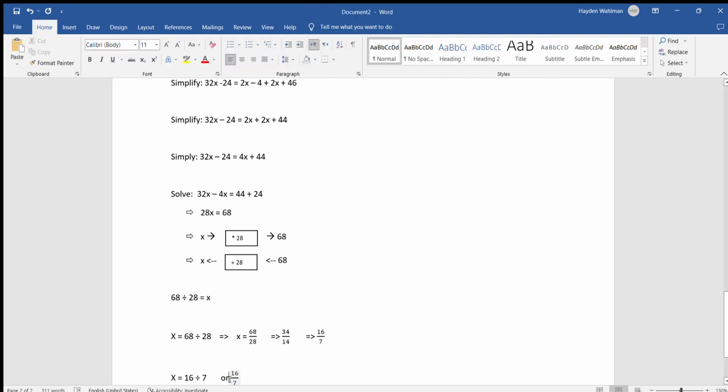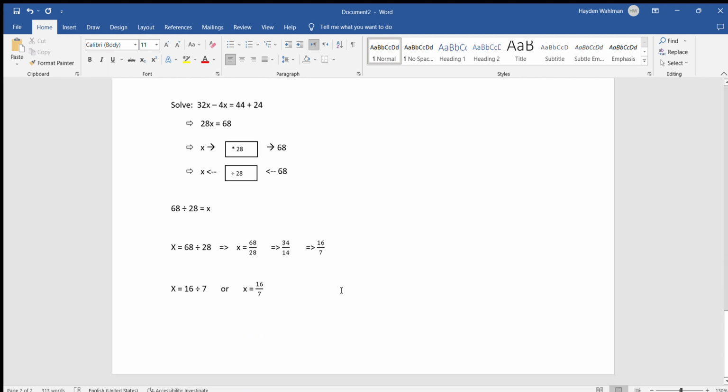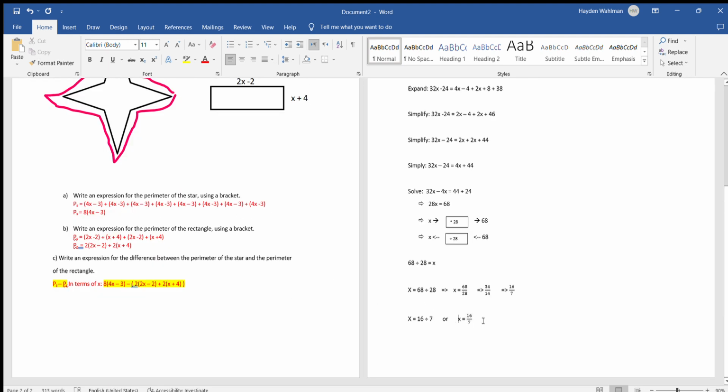All right, so that's how you do that one. I showed it on 2 of the practice exams, so you should be able to solve that, okay? So that's the final answer here.